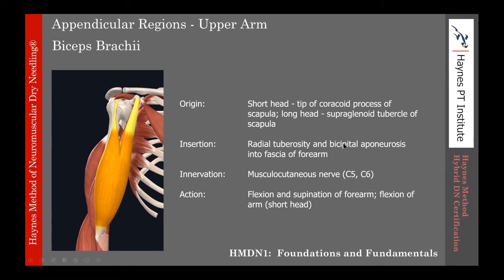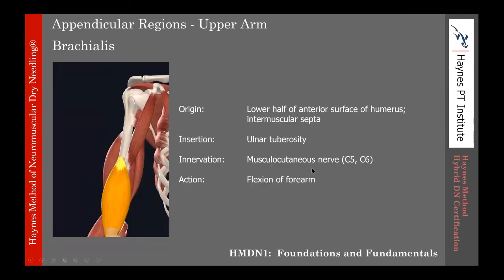It inserts into the radial tuberosity and then the bicipital aponeurosis into the fascia of the forearm. Its action is flexion and supination of the forearm, and flexion through the short head of the arm. The brachialis, its origin is in the lower half of the anterior surface of the humerus. So actually, the deltoid tubercle sits right here. So really close approximation there.